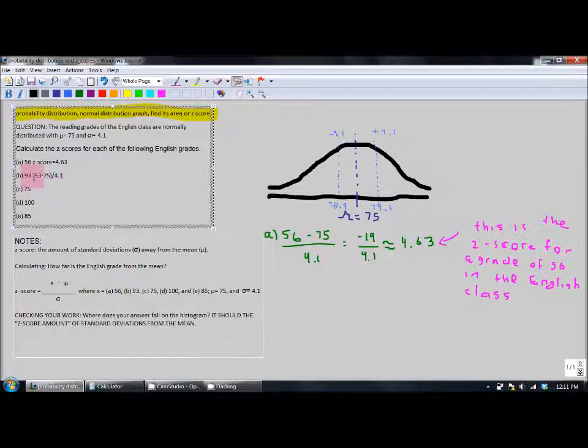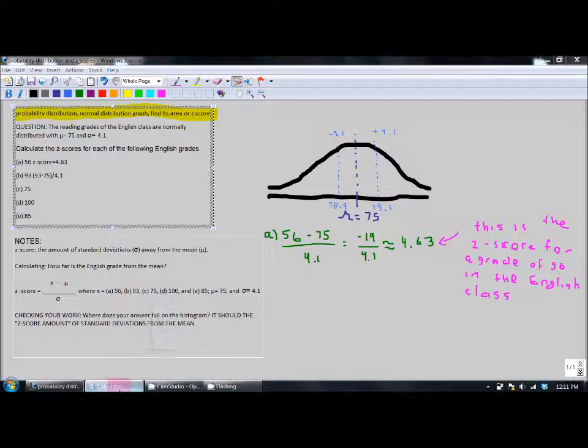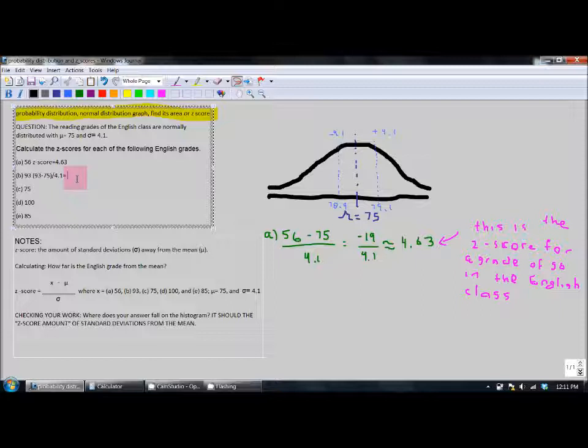And you can pretty much solve these on your own, but let me just do them one by one. So we have 93 minus 75, it gives you 18, right? And then you're going to divide by 4.1. So you have about 4.39 here.